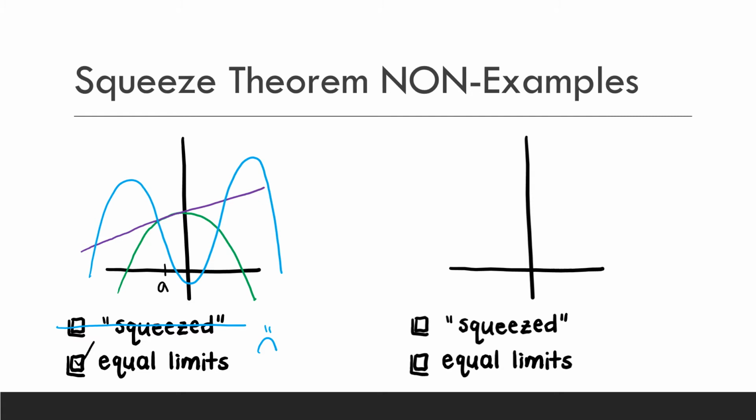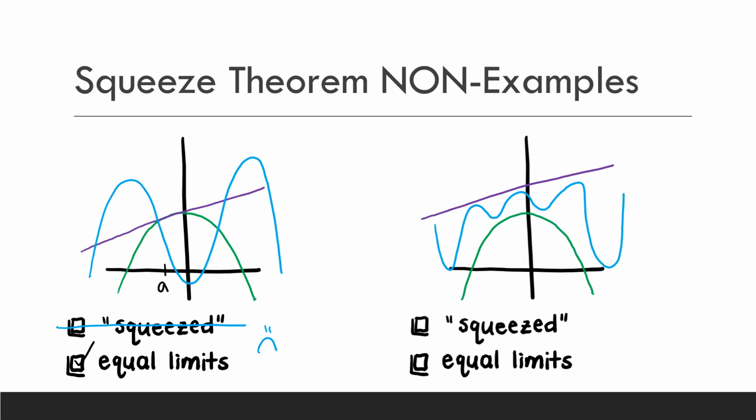Another example is it's possible to have some sort of f of x and some sort of h of x with a g of x squeezed in between them. But if we look at a, the limit as x approaches a is not the same for those outer two functions. So you might have a function that's squeezed between two functions, but might not have equal limits. So it's not squeezed quite enough. It's between them, but we couldn't use squeeze theorem.